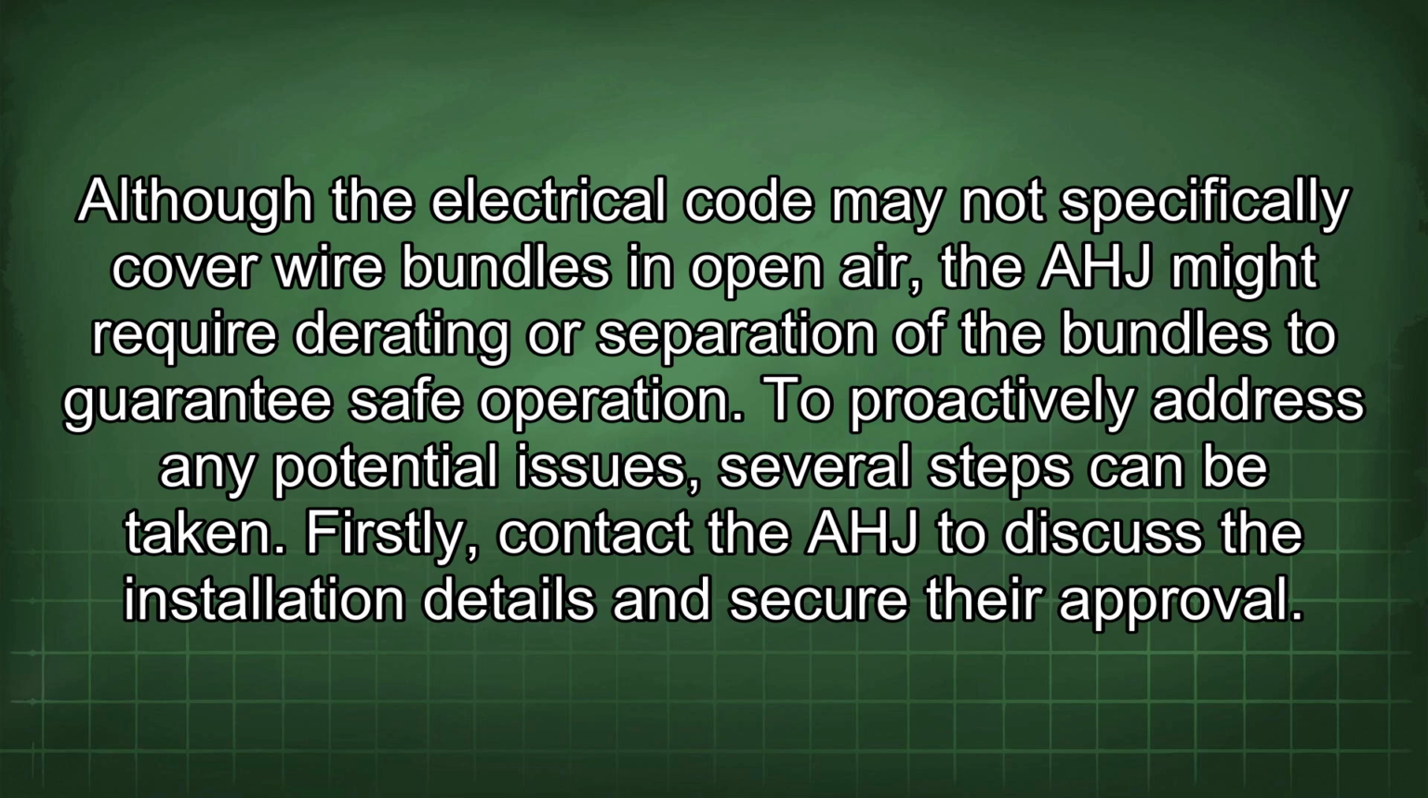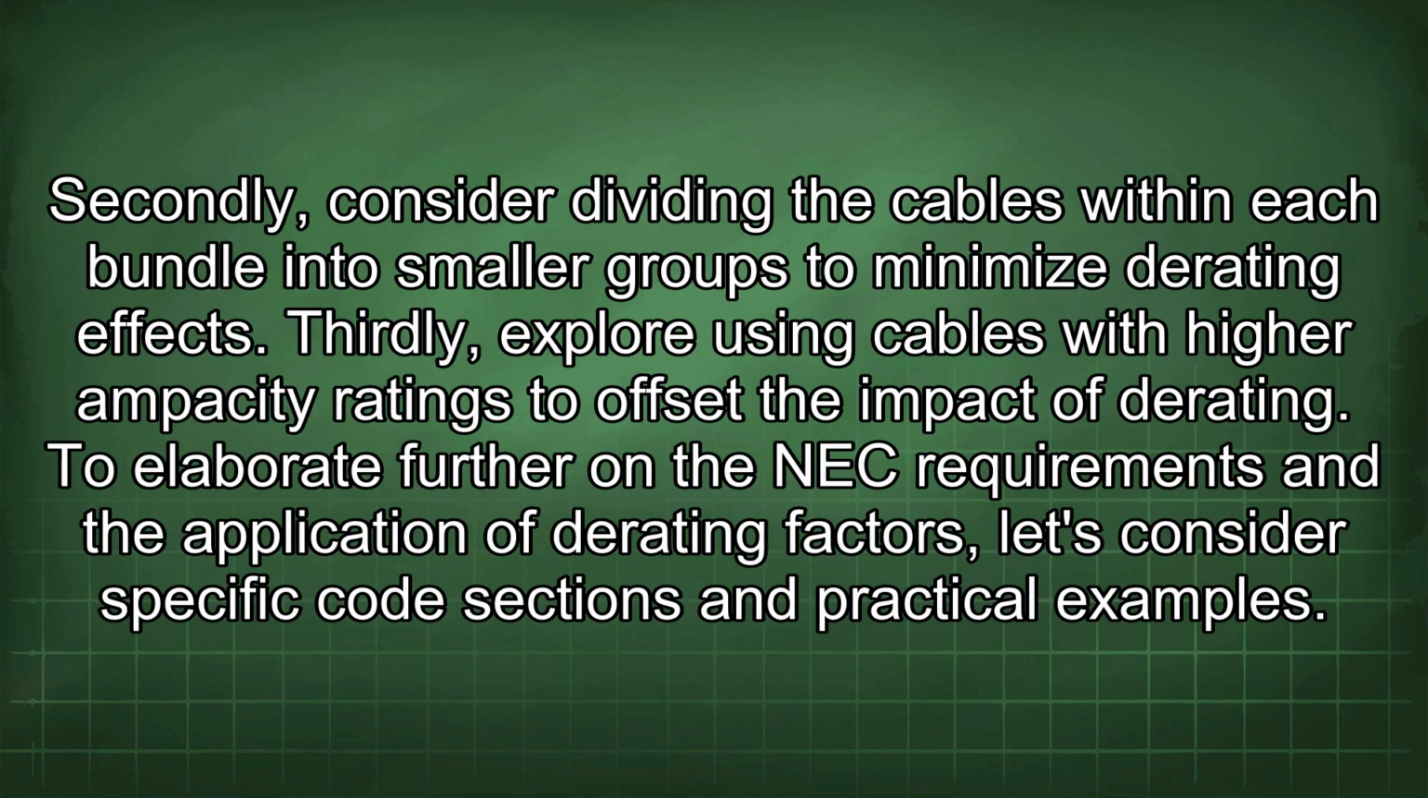To proactively address any potential issues, several steps can be taken. Firstly, contact the AHJ to discuss the installation details and secure their approval. Secondly, consider dividing the cables within each bundle into smaller groups to minimize derating effects. Thirdly, explore using cables with higher ampacity ratings to offset the impact of derating.